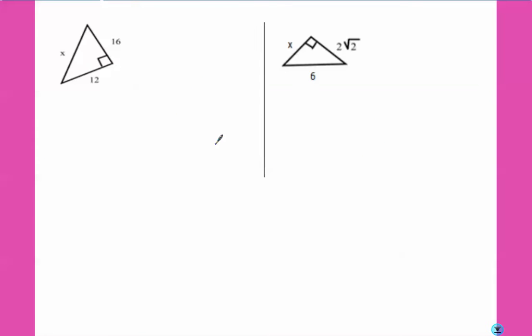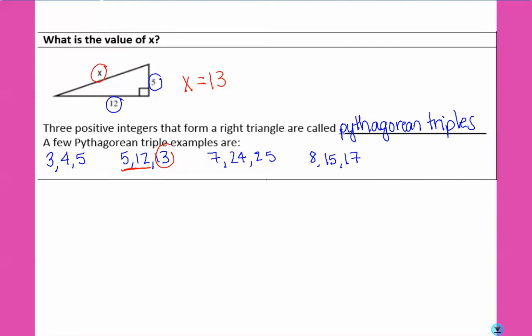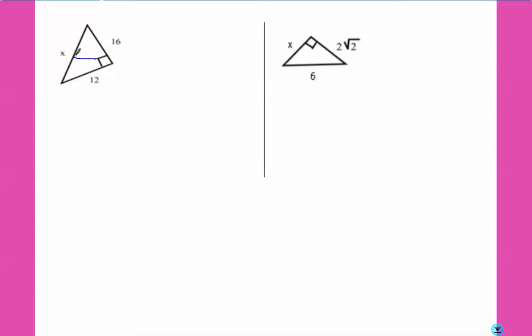So let's look at some examples. We're going to try to find x. So 12 and 16. Those are both multiples of 4. Do we see that in our triples? No, we don't. So we're going to have to use the whole Pythagorean theorem. Remember that we go across from the right angle, that's C, and we'll make this one A and this one B. So C squared would be x squared equals A squared plus B squared.